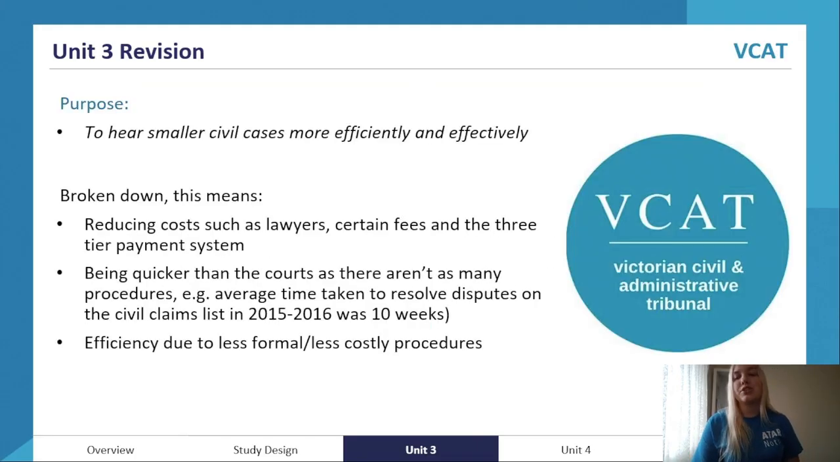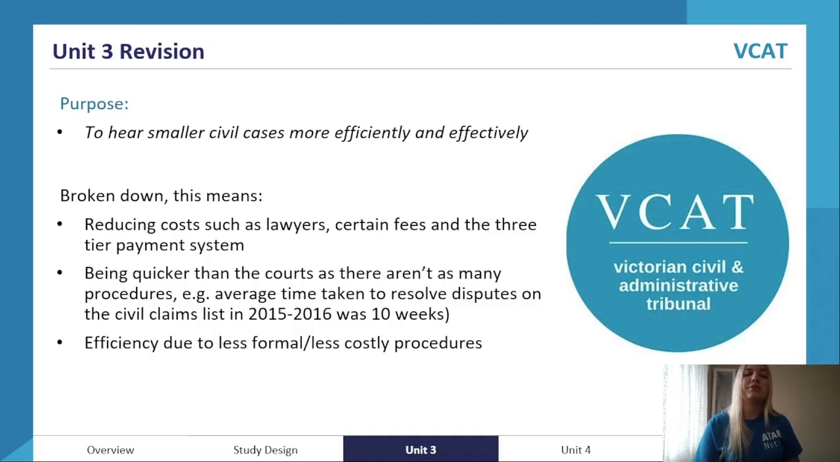Now, VCAT jurisdiction is to hear smaller civil cases more efficiently and effectively. They help to reduce certain costs such as lawyers' fees compared to the courts, especially because lawyers are not really required for VCAT, and many people go on to initiate disputes within VCAT without any lawyer. They're faster than the courts as well.